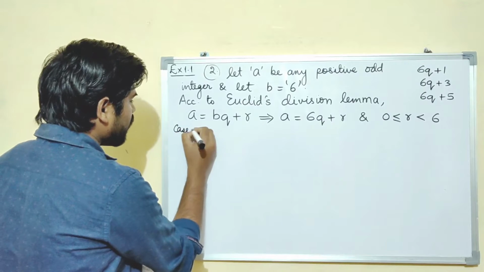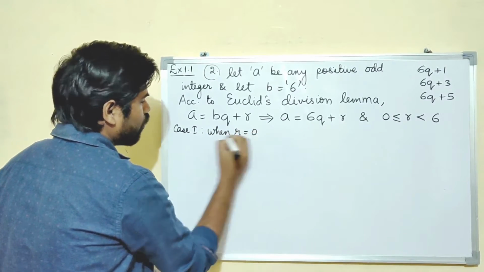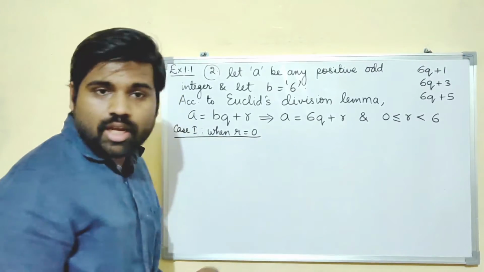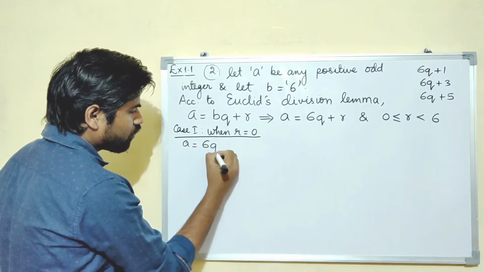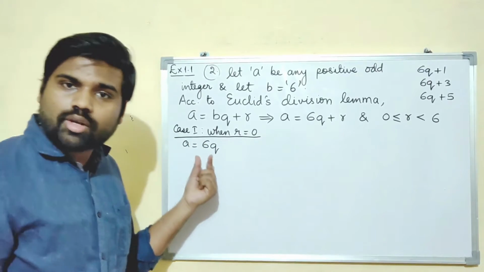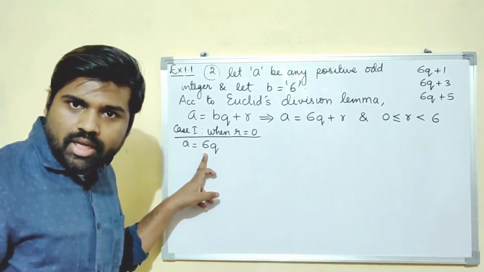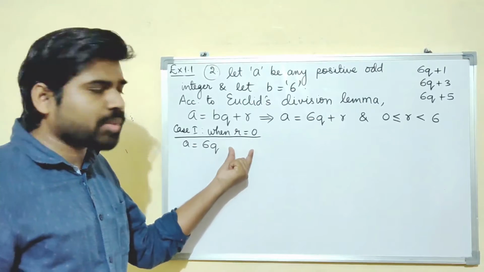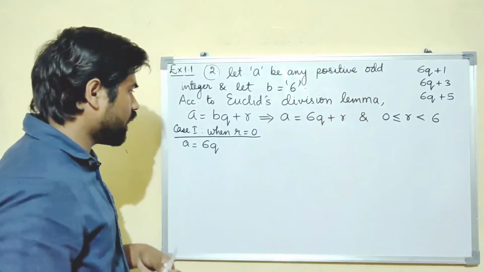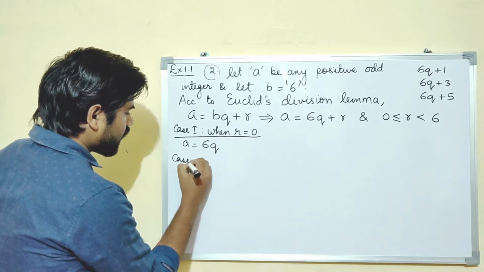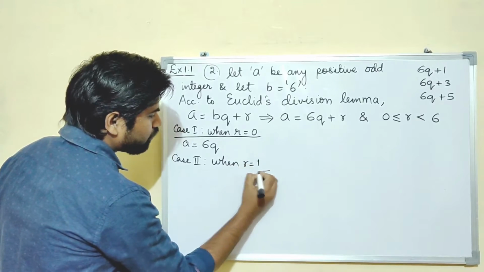The first case is when the remainder is 0. When the remainder is 0, then you will get a equals 6q. Now tell me whether it is odd or even? Yes, it is even. Why? Because it is divisible by 2. So we don't need to pay attention to this because we only need the positive odd integer.